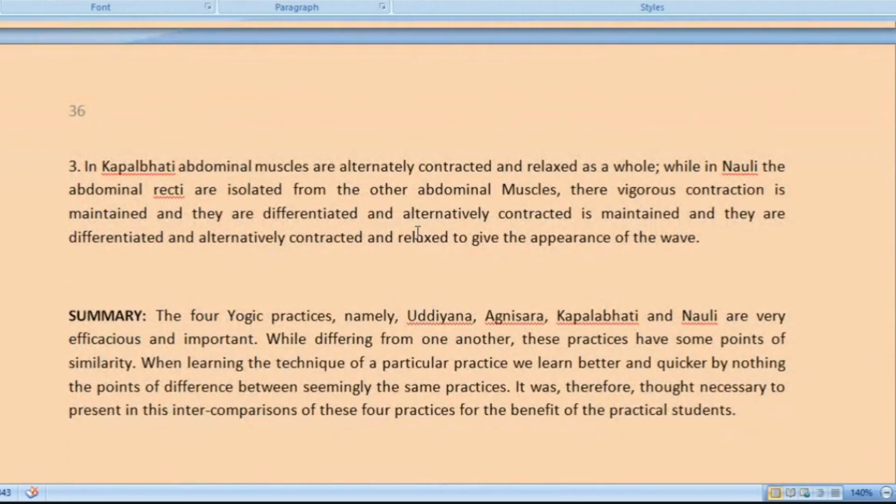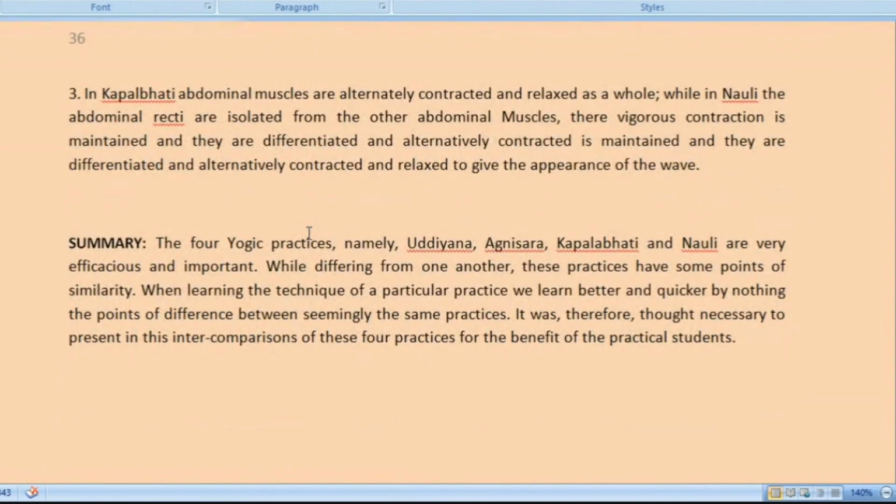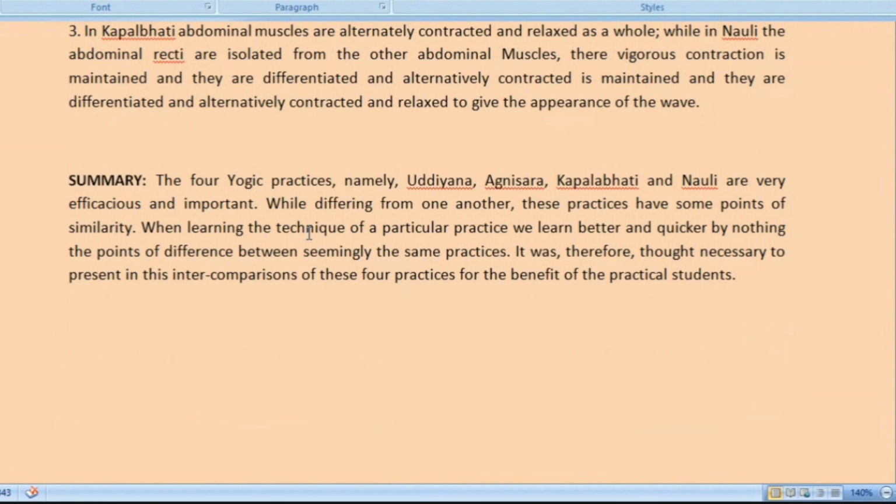Third point, in Kapalbhati, abdominal muscles are alternately contracted and relaxed as a whole, while in Nauli, the abdominal recti are isolated from the other abdominal muscles. Vigorous contraction is maintained and they are differentiated and alternately contracted and relaxed to give the appearance of a wave.